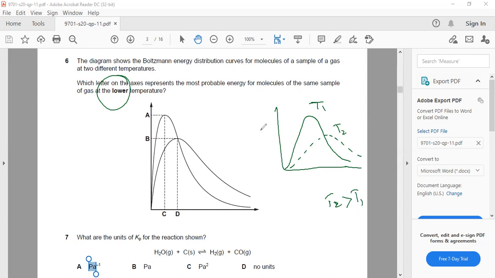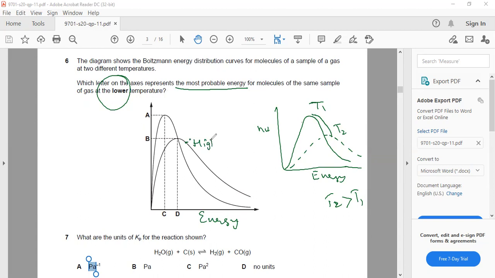That's what you studied, right? Number of molecules and energy. So for lower temperature, the peak is a little to the left and the peak is higher. So what will be the lower temperature? A, B, C or D? So most probable energy. Energy is on the x-axis. So D is for the higher temperature.